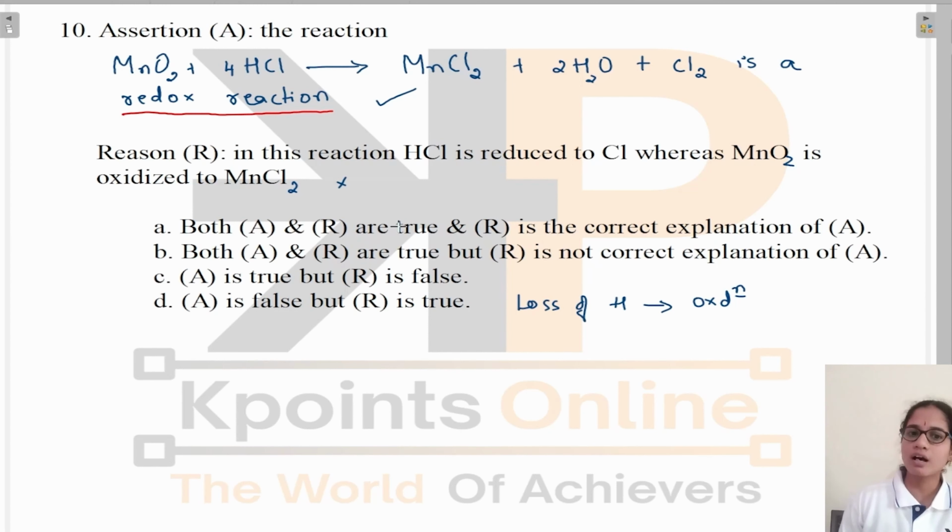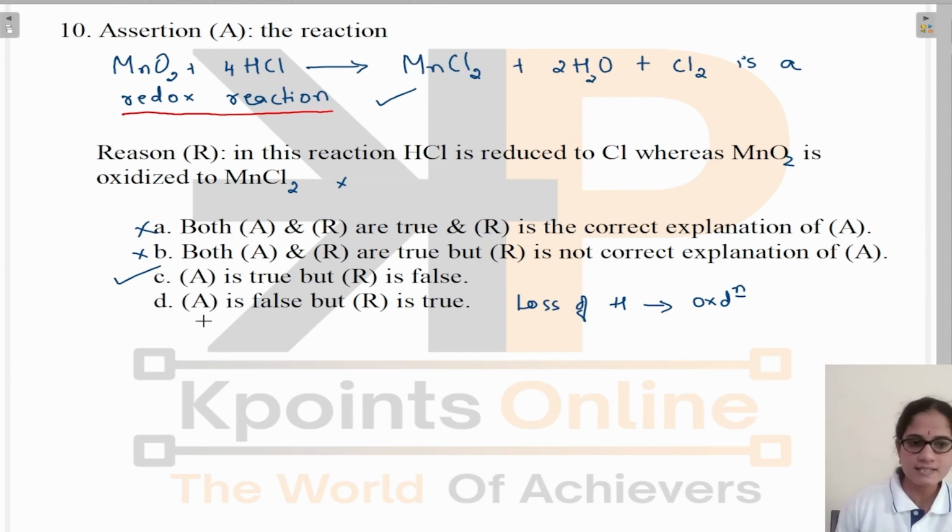Both A and R are true, and R is the correct explanation of A. This is false because here the reason is not correct. Both A and R are true, but R is not the correct explanation of A. No, this is also false because our reason is not correct. Next, A is true, but R is false. Yes, here A is true. The given reaction is a redox reaction. Yes, this is true. But R is false. Whatever reason is mentioned is false. So, this will be the correct option.